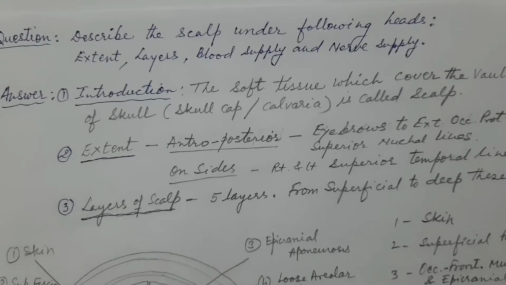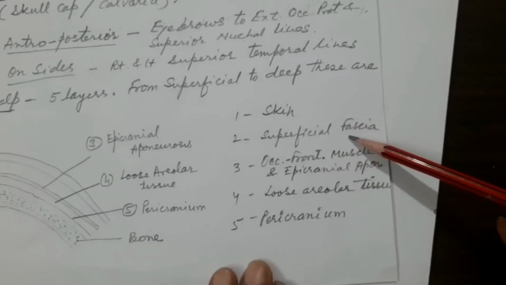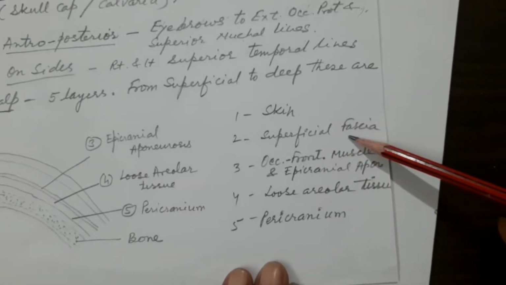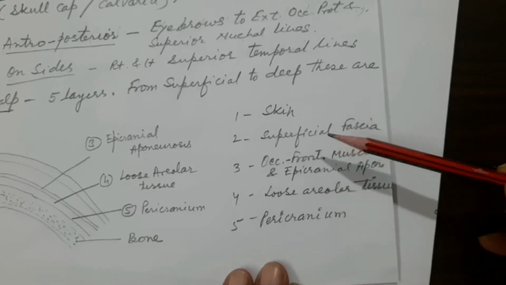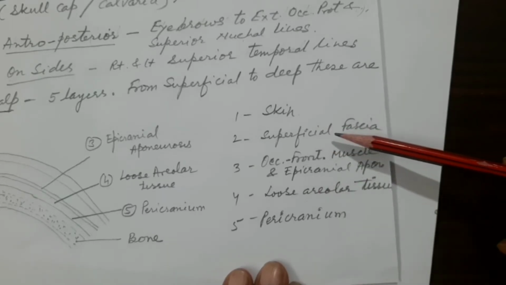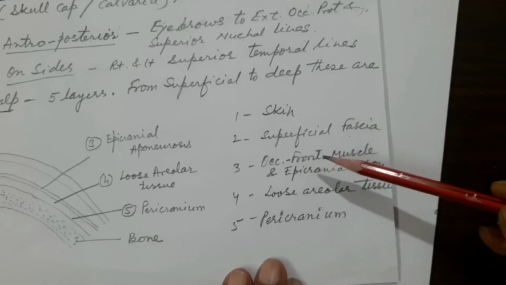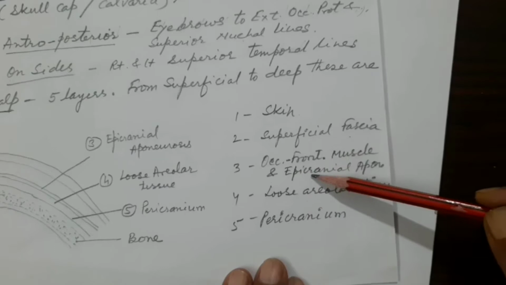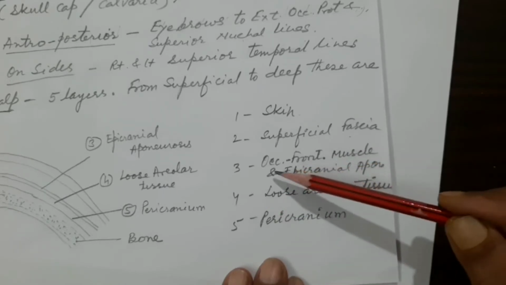So the scalp consists of 5 layers, and from superficial to deep these layers are named as follows: skin. Deep to the skin lies the superficial fascia, similar to anywhere else in the body. Then the third layer is a muscle and a common tendon of this muscle.